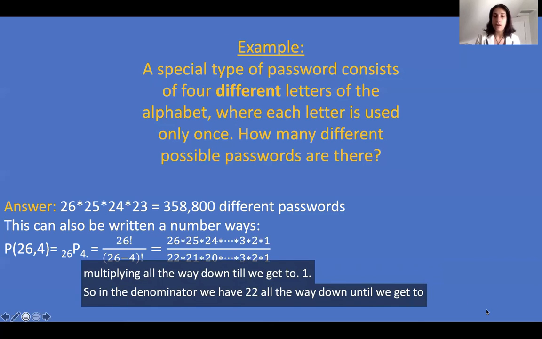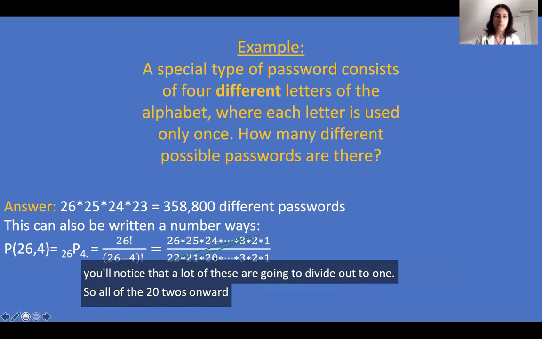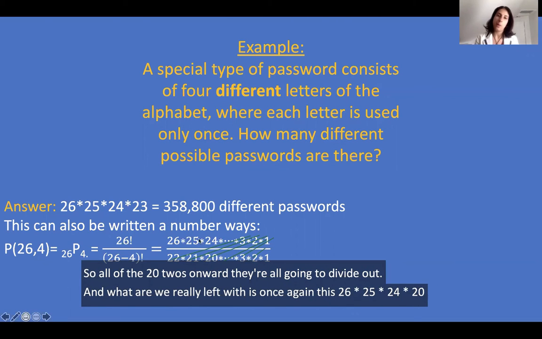You'll notice that a lot of these are going to divide out to 1. So all of the 22s onward, they're all going to divide out. And what we're really left with is, once again, this 26 times 25 times 24 times 23. So this is just another way that you'll see it written.